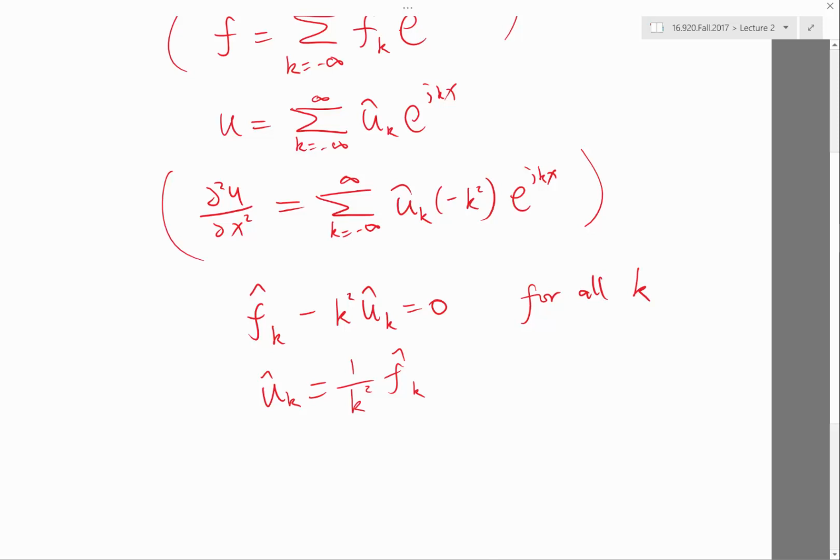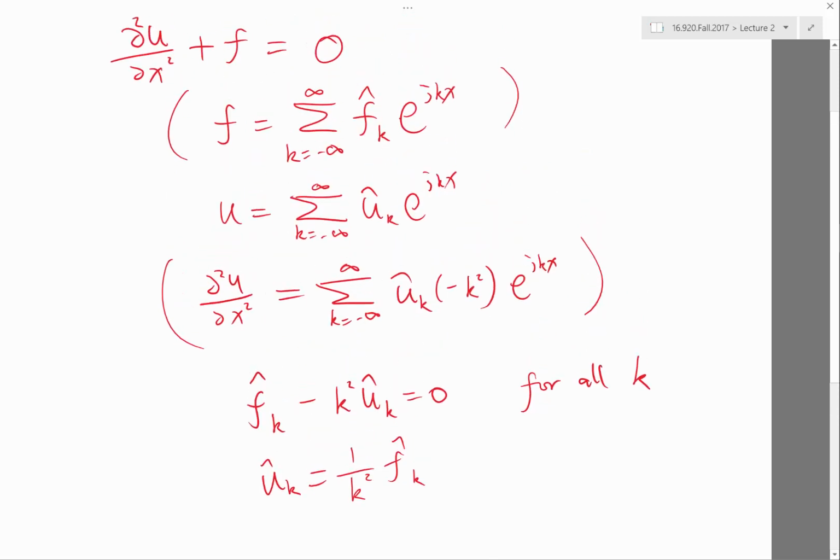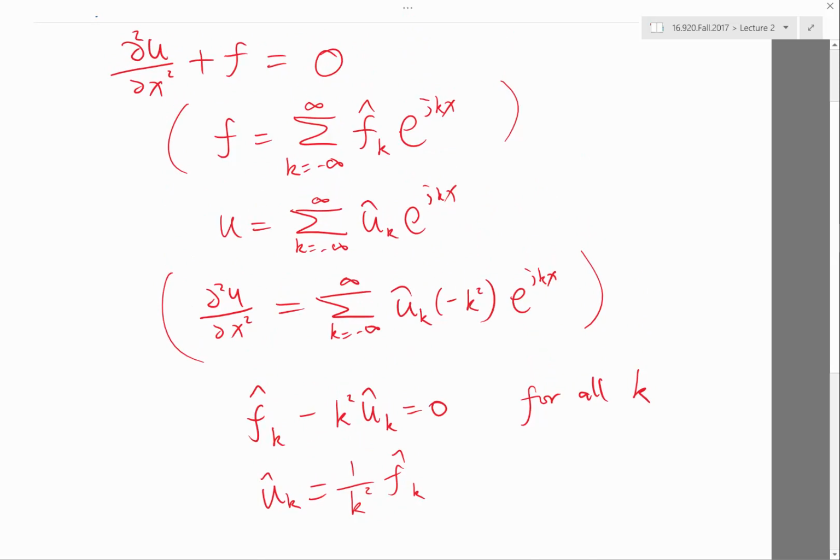How about the k equal to 0 term? Doesn't seem to work, right? Okay, so this equation only has a solution when what? f hat 0 is equal to 0, right?